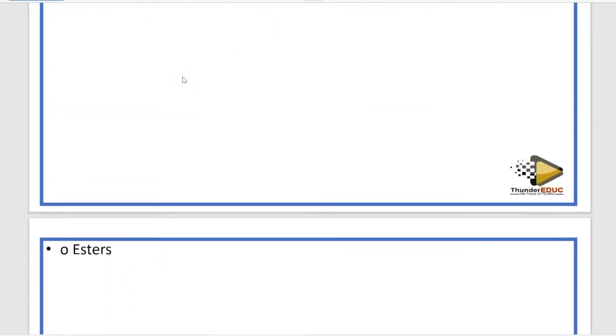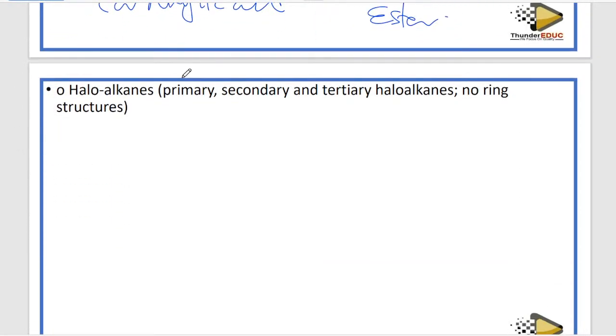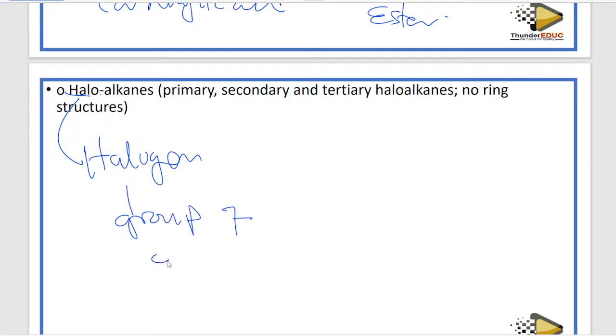So it means that I've talked about the esters. Then we're going to also look at another functional group. We call them haloalkane. This comes from the word halogen, which means group 7 elements. Group 7 elements. But now I have a primary first level, secondary second level, tertiary third level.